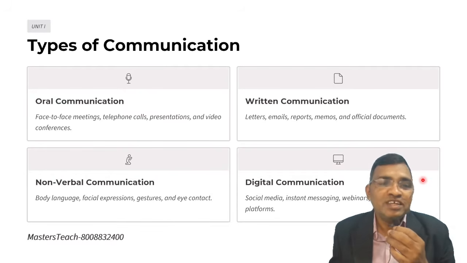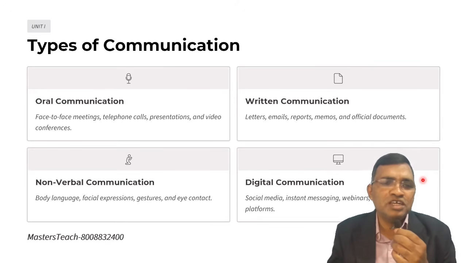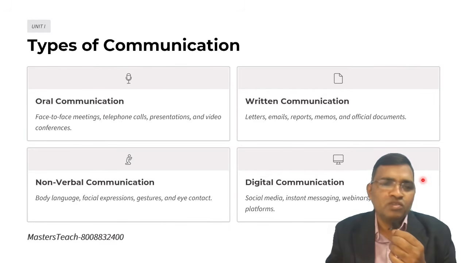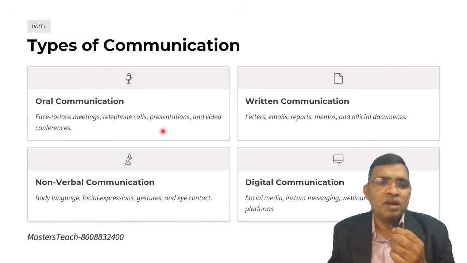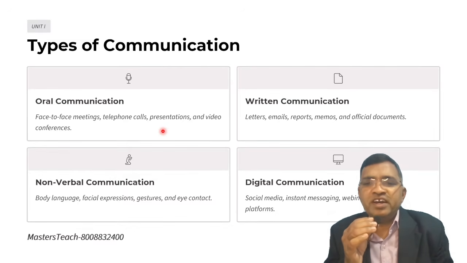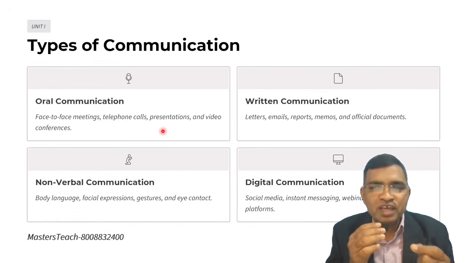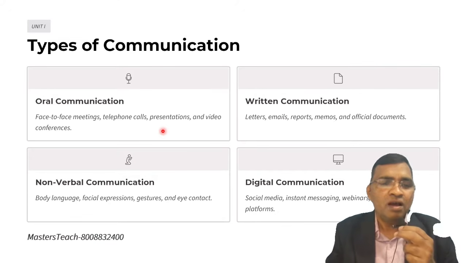Okay, then what are the types of communication? The types of communication are four: oral, written, non-verbal, and digital communication. See here the oral communication. Oral communication means face-to-face meetings, telephone calls, presentations, and video conferences. Then written communication. What is written communication? Here, written communication means where you write letters, emails, that is electronic mails, reports, memos, and official documents.